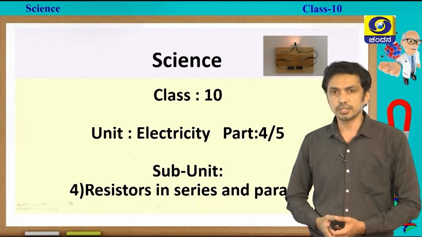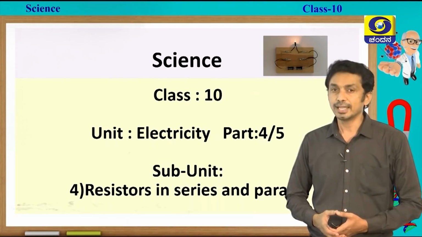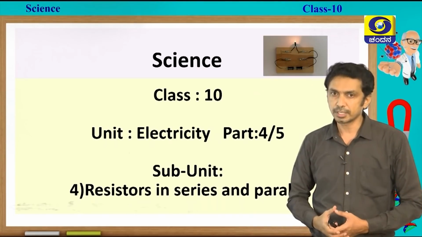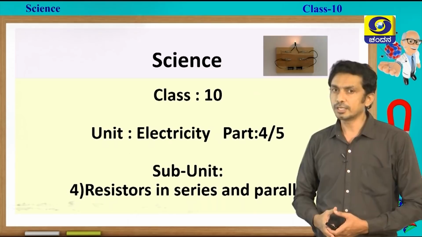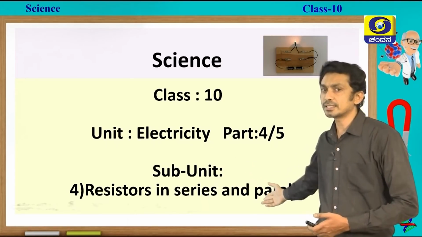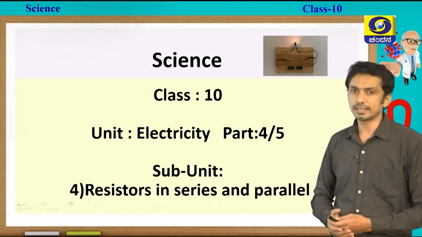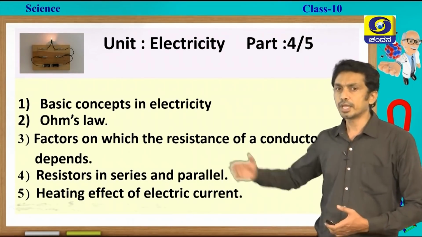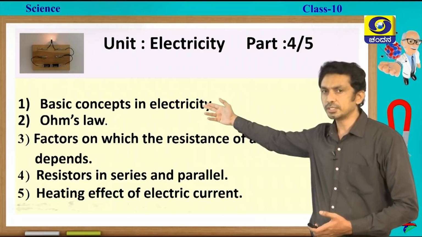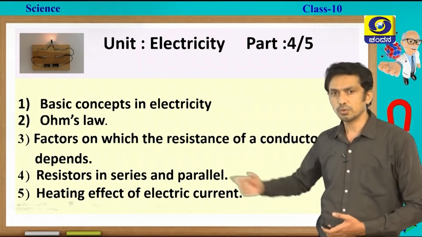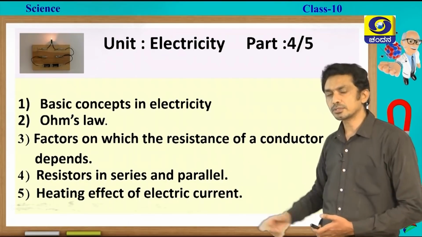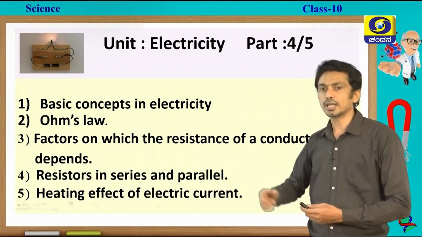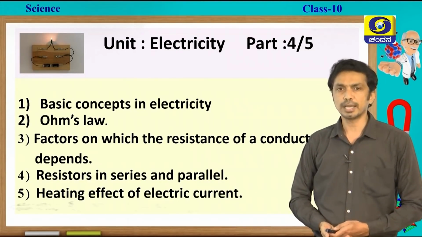Today we are continuing with the topic electricity, and this is the fourth session out of the 5 sessions of this topic. In today's topic we are learning about the subunit resistors in series and parallel. Children, as you know already, in this lesson we have covered 3 subunits already: basic concepts in electricity, Ohm's law, and factors on which resistance of a conductor depends. Now today we are learning about resistors in series and parallel.